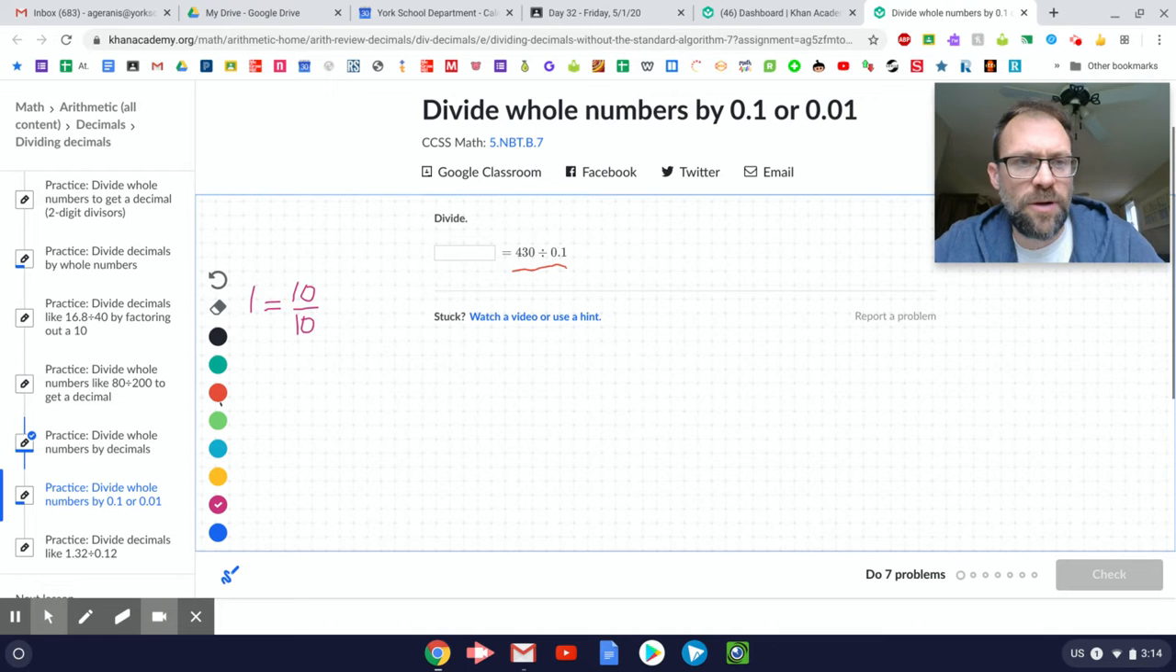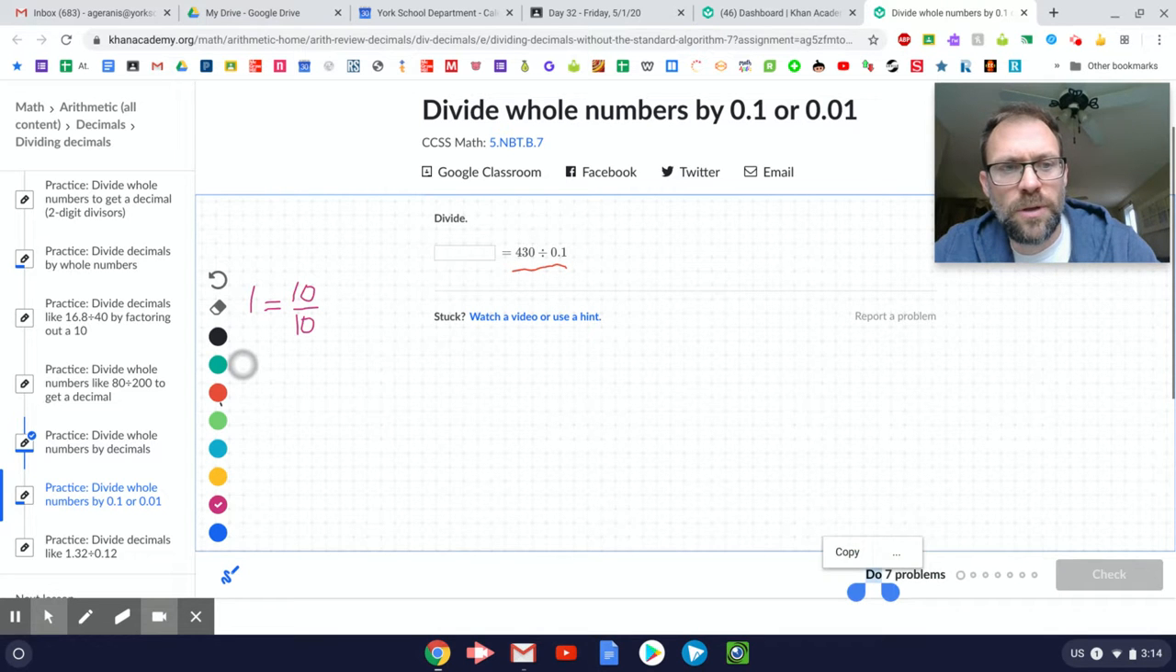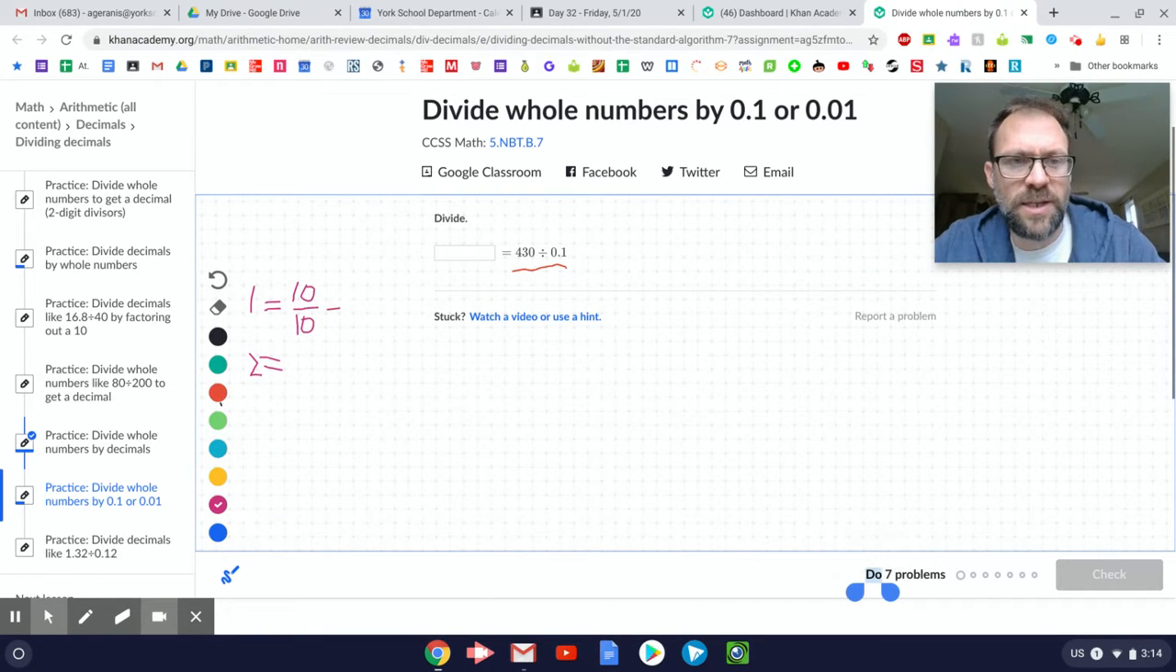So let's continue that pattern forward. What if we had two wholes? How many tenths would be there? Well, that would be 10 tenths plus another 10 tenths, wouldn't it? So that would be 20 tenths. So what if we had 10 wholes? Well, 10 tenths per whole, 10 times 10, that's 100 tenths, isn't it?